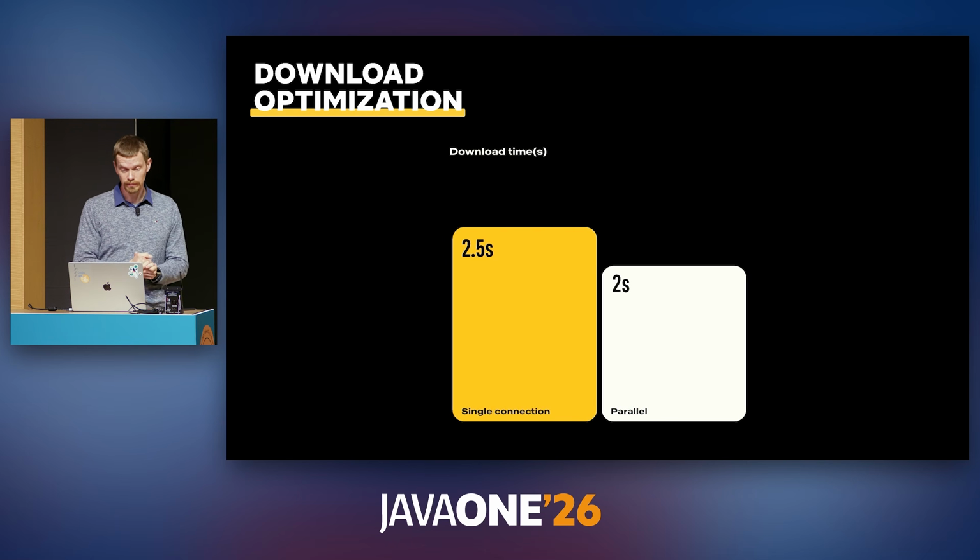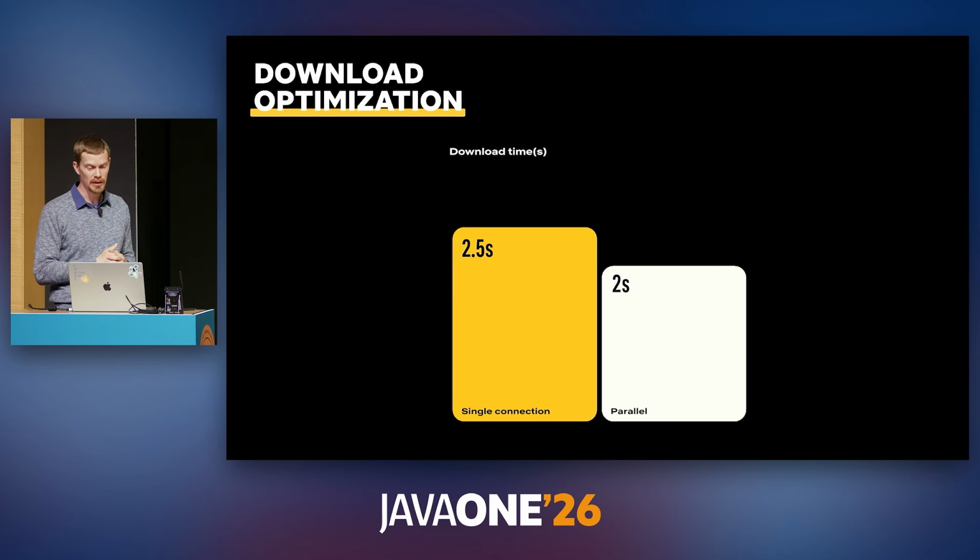Speaking of download, because we put quite a bit of attention into improving its speed, for this application the baseline was 2.5 seconds for just a single connection, single stream download. And when we applied our parallel approach, we were able to bring it down to 2 seconds. This assumes we have enough network bandwidth to actually parallelize it.